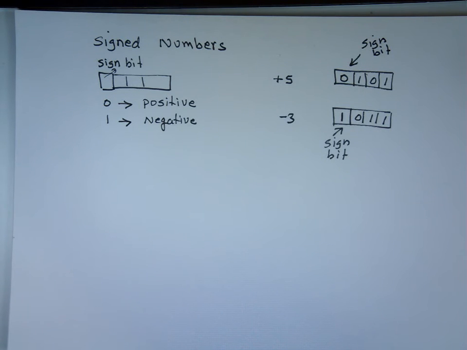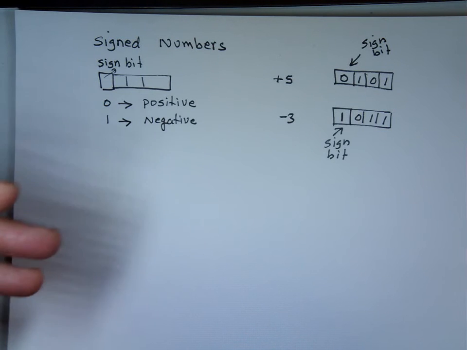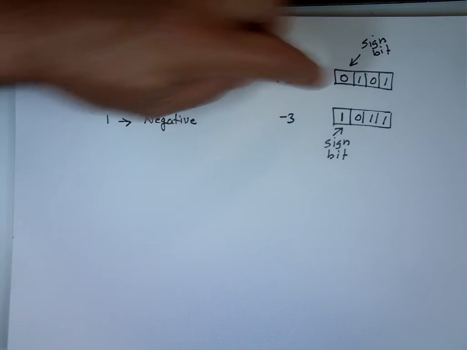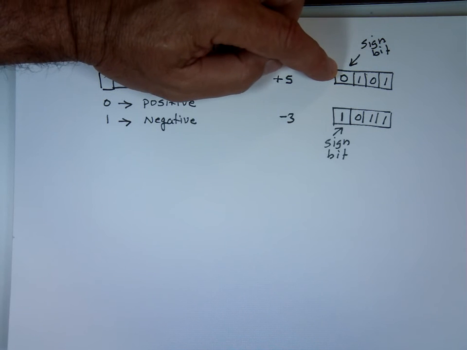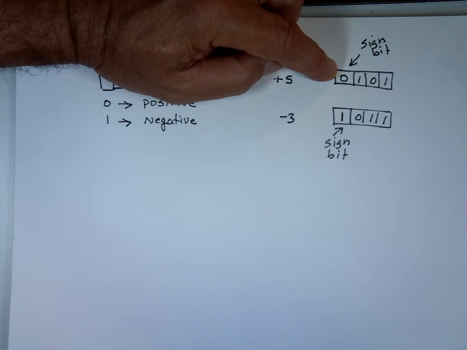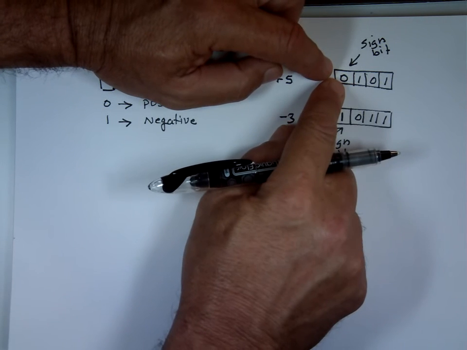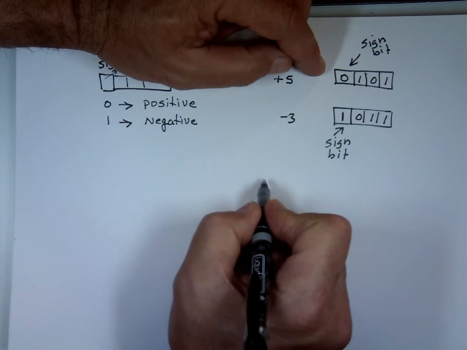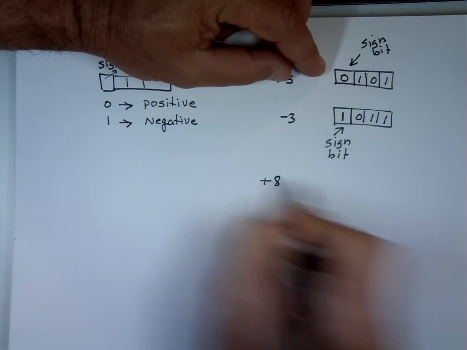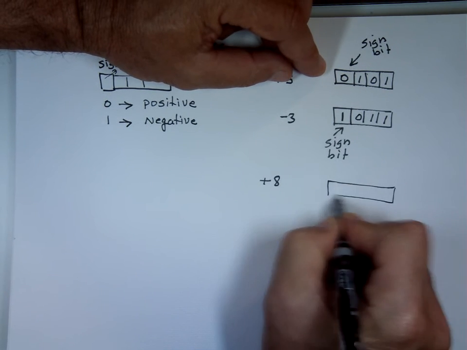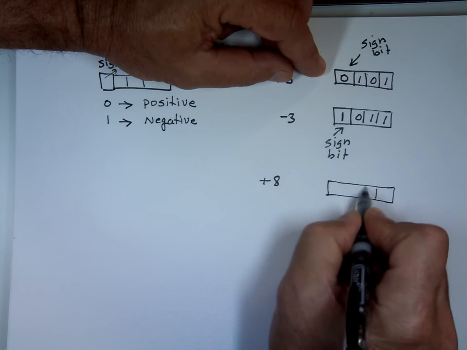So what about if you have to write plus 8 here? You can't. Or 9. You can't. Because once you write 8 or 9, that digit becomes what? 1. So how would you write plus 8? If you have 4 bits, we know what 8 is. It's 1, 0, 0, 0.